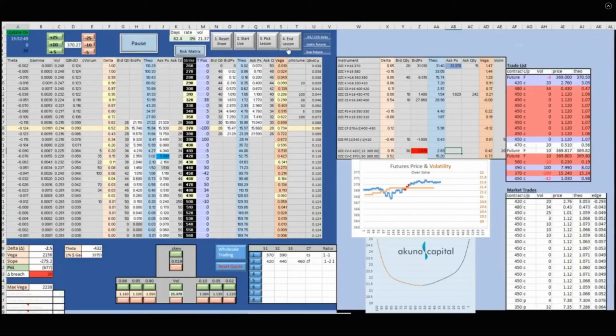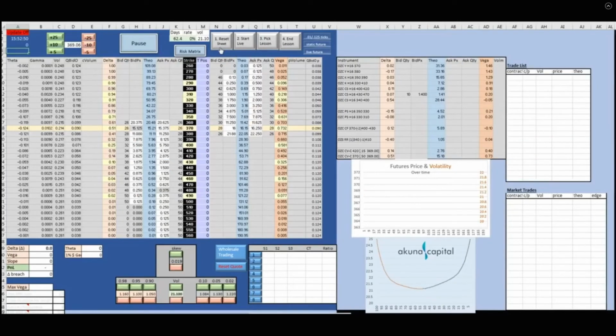If you need to end the lesson, you'd simply hit the end lesson button and it would end automatically. And then once you hit the reset button, you're reset again and you can run a new script or a new simulation.